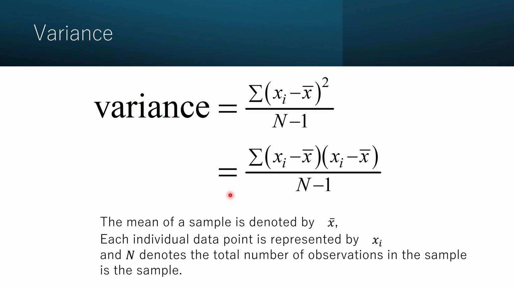Variance is here. It is the average squared deviation from the mean, like this. This is the mean of the sample, x bar, and an individual value is xi. Each deviation is squared, and the sum is divided by sample size n minus 1.